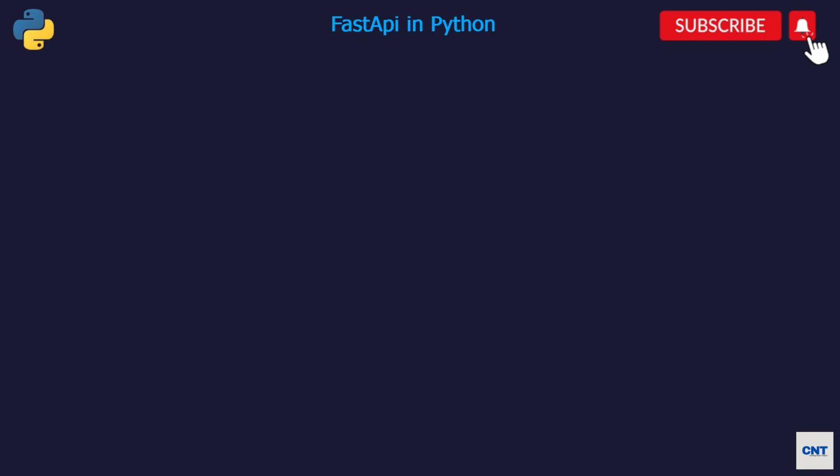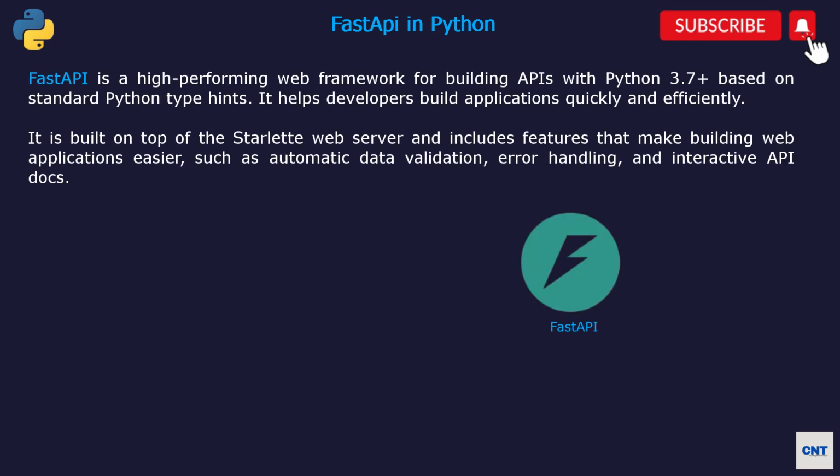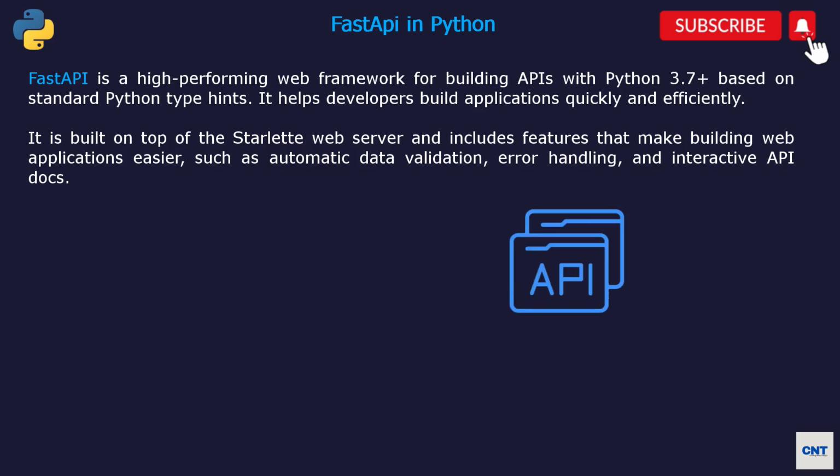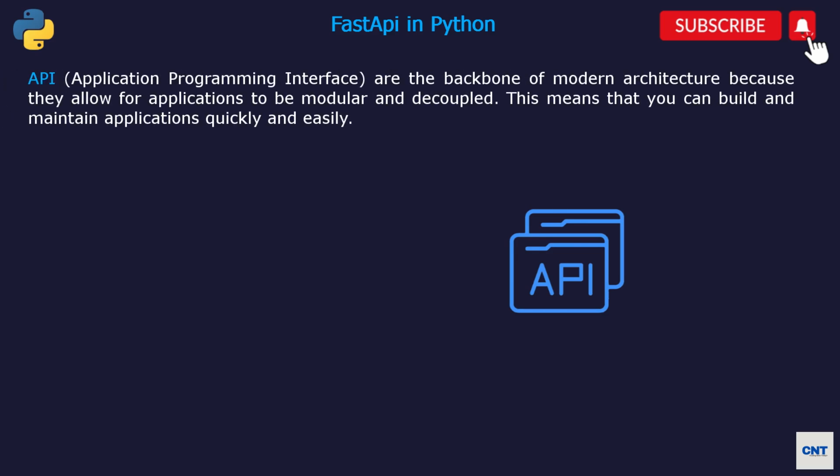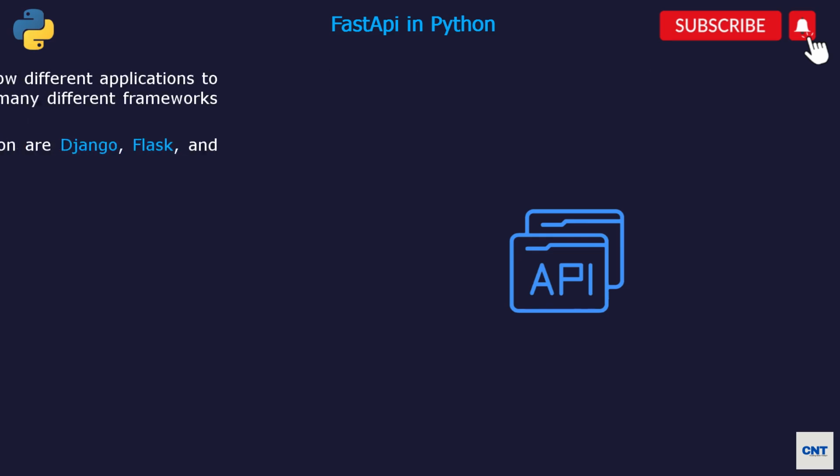Hi everyone, in today's tutorial we will talk about FastAPI in Python. This tutorial is designed for developers who want to learn how to build REST APIs using Python. APIs are the backbone of modern architecture because they allow applications to be modular and decoupled. This means that you can build and maintain applications quickly and easily.